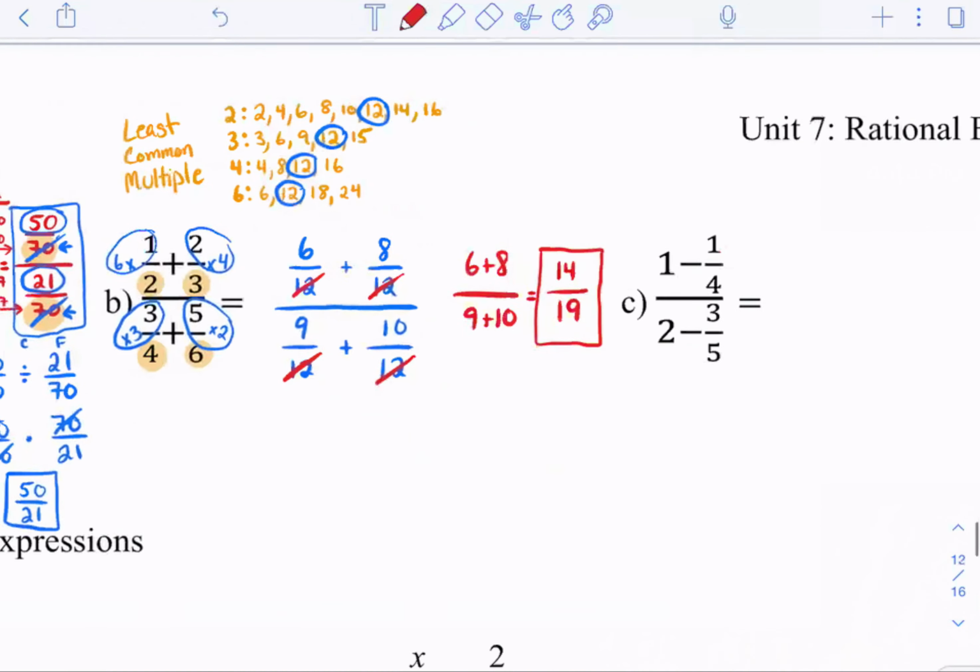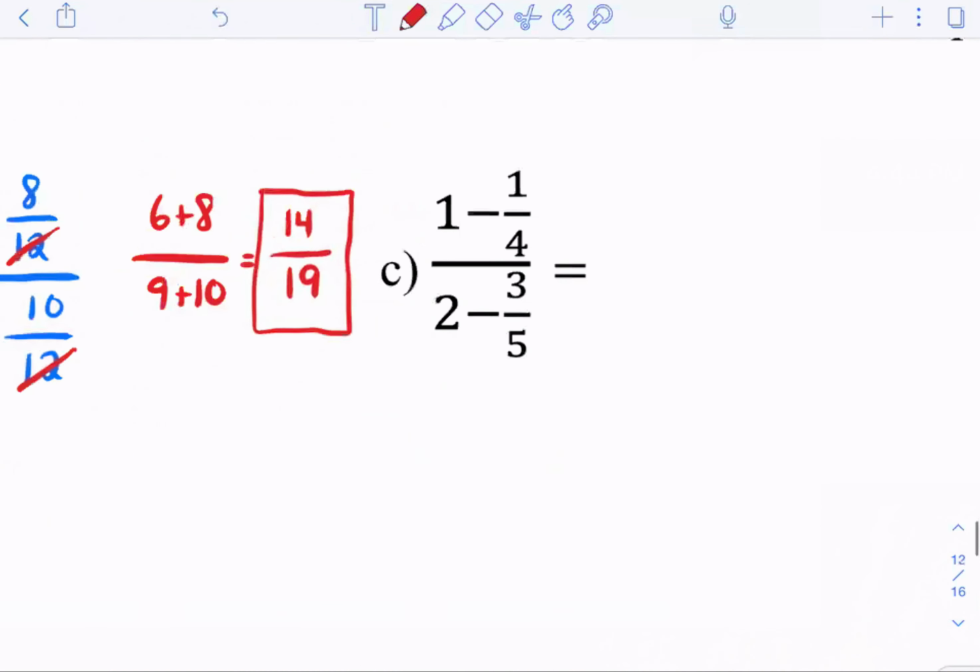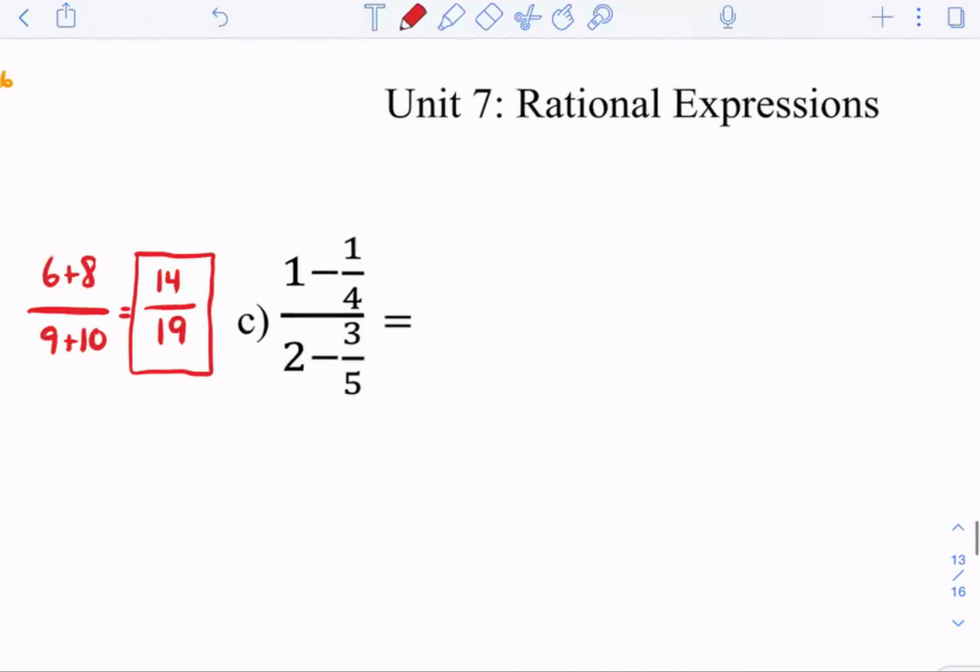Okay, one more example. And remember, you can pause the video at any time. You can make sure to write down the same notes on your piece of paper. It's attached here on this lesson. So anytime we want to write a whole number as a fraction, we can put it over 1.